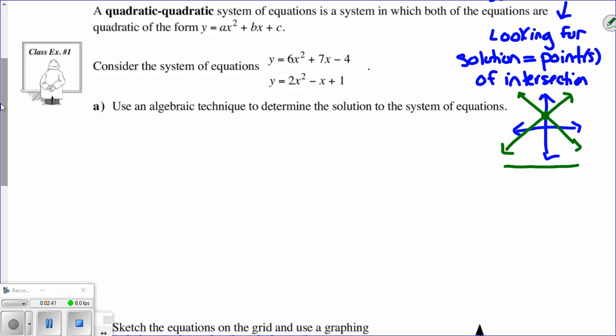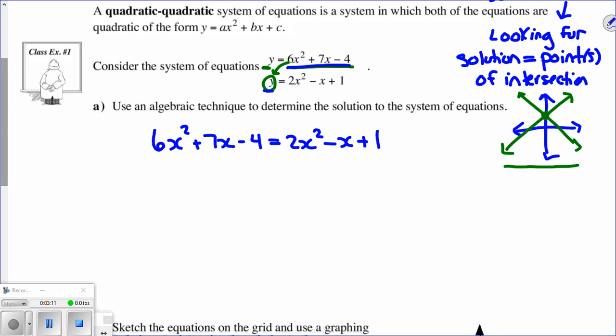We're going to set it up via substitution to say, well, if y equals all of this, let's replace this y with that equation. So my very first step is to essentially set the equations equal to each other, but the key idea is that I am doing substitution. I'm replacing this y with this equation. So I have 6x squared plus 7x minus 4 equals 2x squared minus x plus 1. And now we know how to solve something like this. We can bring everything to one side. We can determine if we have to factor or if we have to use the quadratic equation. And then below, we're going to check this through graphing.